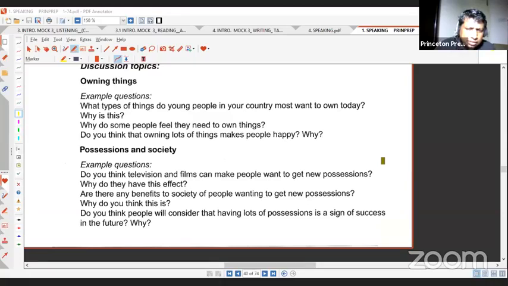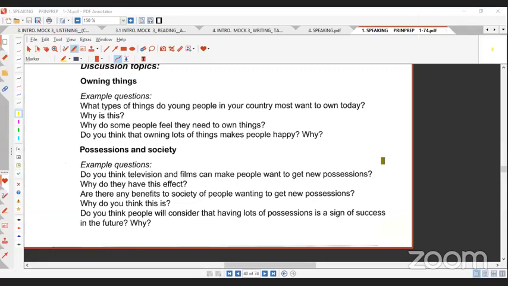Yes, sir, of course. Do you think people will consider that having lots of possessions is a sign of success in the future? That has been the case. If you have lots of things, do you think it's a sign of success? We have flats, we have cars, we have bank balance and everything. Do you think these are important these days to be considered successful? Sir, no. Success does not always depend on possessions, because success depends on what actually you are.